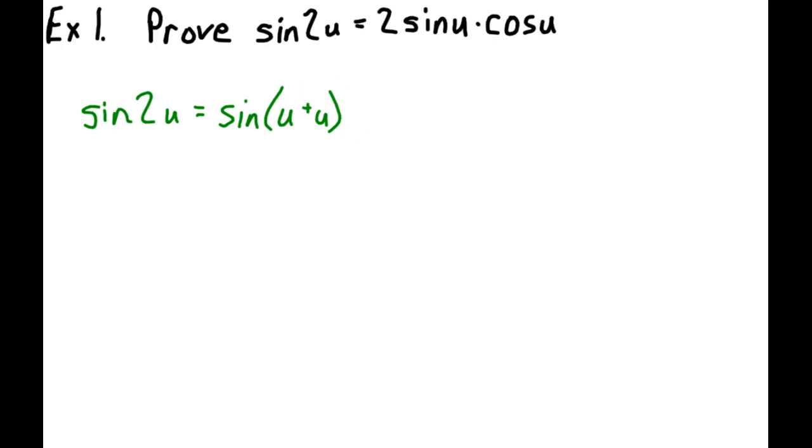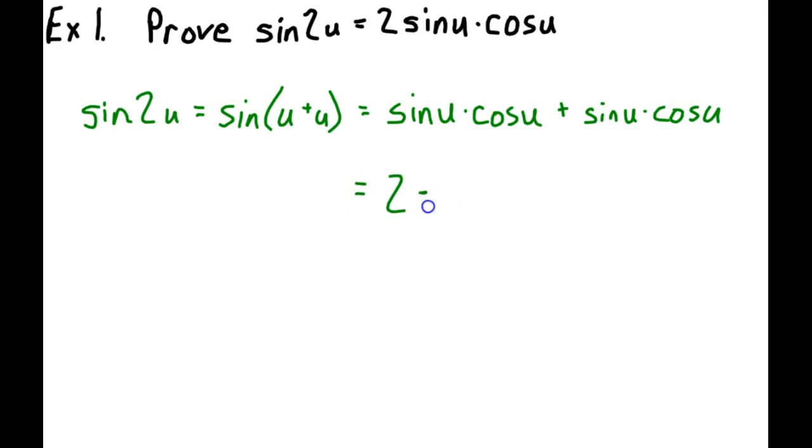Now we would use the stuff from lesson 3 where we had the sine of a sum. Now if we use that formula and break this apart, we get the sine of u times the cosine of u plus the sine of u times the cosine of u. We have the same term, so we can combine this into one by adding the coefficients of 1. Thus we get 2 times the sine of u times the cosine of u.